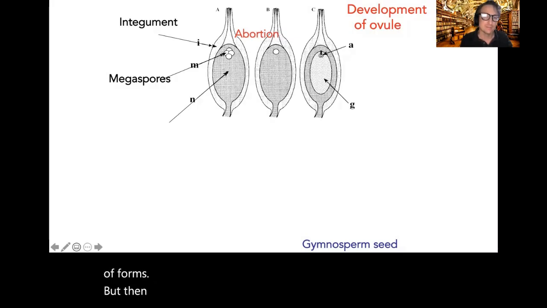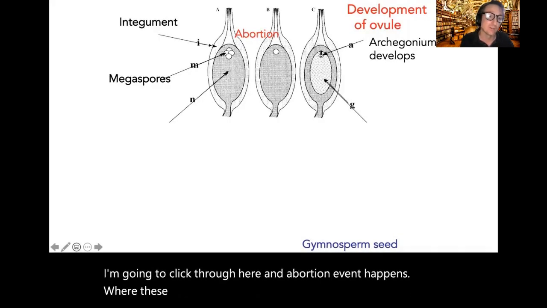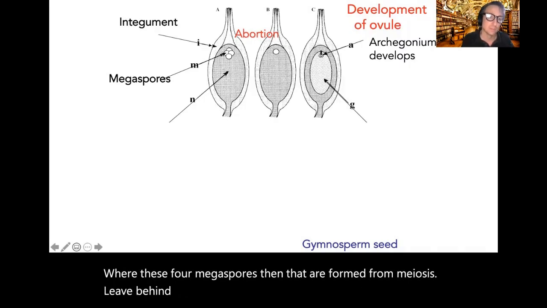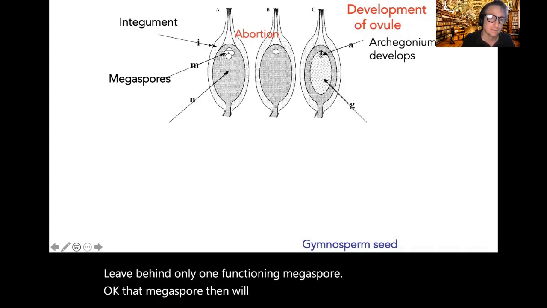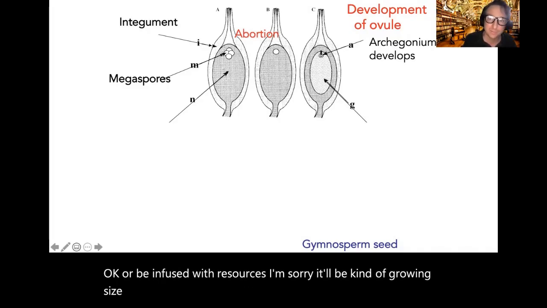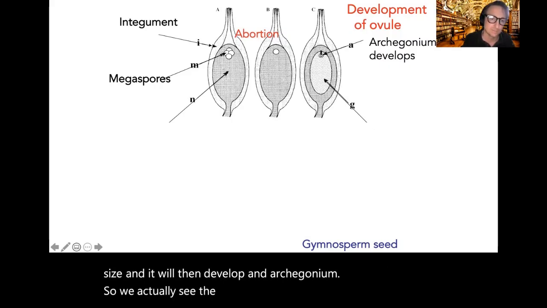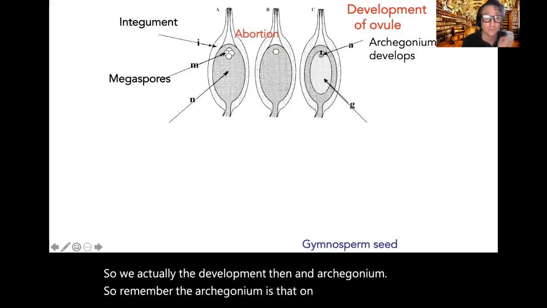I'll click through here. An abortion event happens where these four megaspores formed from meiosis leave behind only one functioning megaspore. That megaspore will then develop. It will be infused with resources and grow in size, and it will develop an archegonium. So we see the development of an archegonium. Remember, is the archegonium on the sporophyte or the gametophyte?